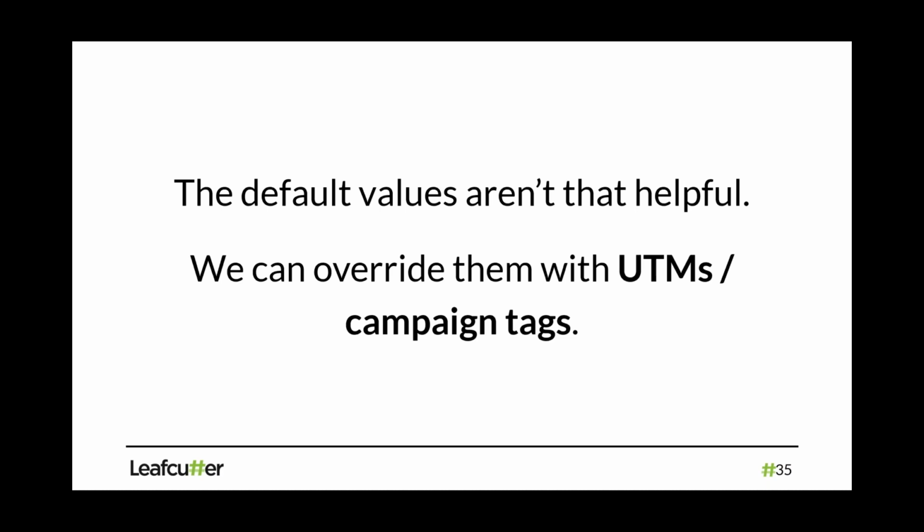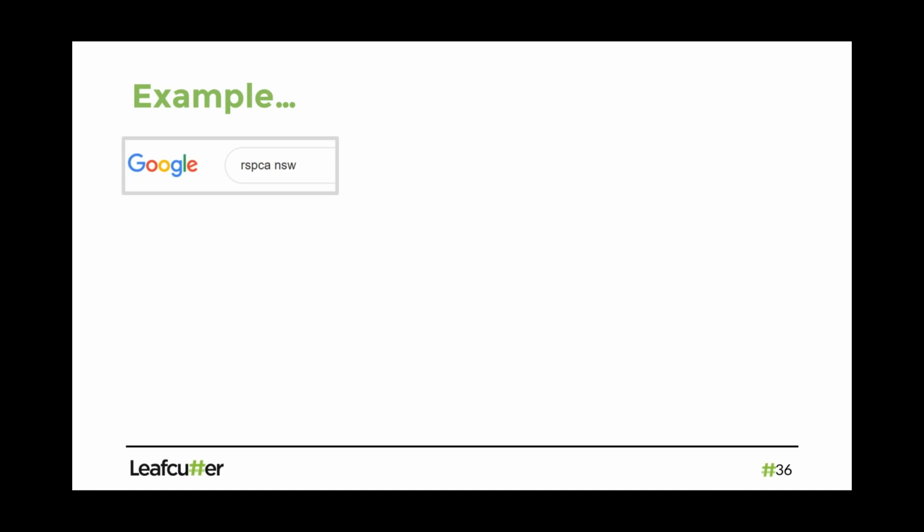And so we can actually override whatever that default value is going to be. We can override them with what are called UTMs or campaign tags. This is where you take a link to your website, add extra values to the end of the link, and that tells Google Analytics where the traffic came from, with values that you specify. That's the source, the medium, the campaign, and if you want it, the content and the term, if it's necessary.